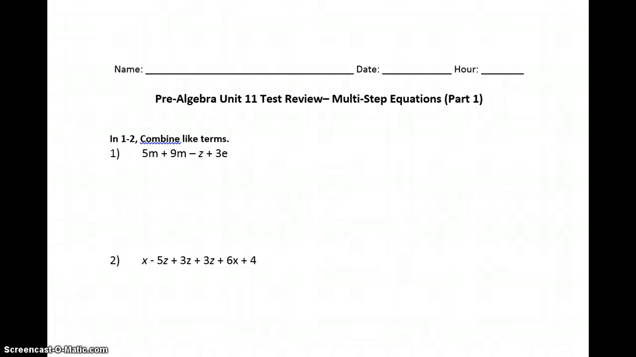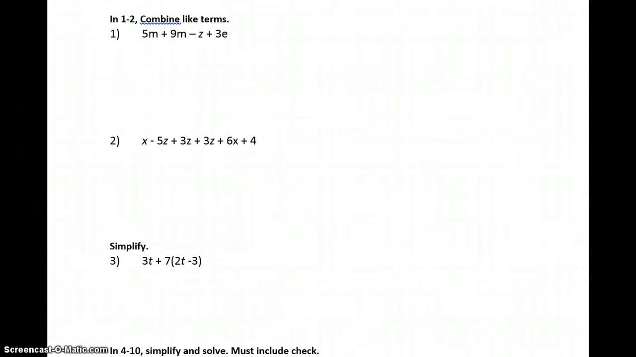Okay, so for this first one, for numbers 1 and 2, it is asking you to combine like terms, okay? And what I mean by that is simply you circle your terms that are like, okay? So 5m and plus 5m, they both have the same base and the same exponent. In this case, the exponent would be 1.